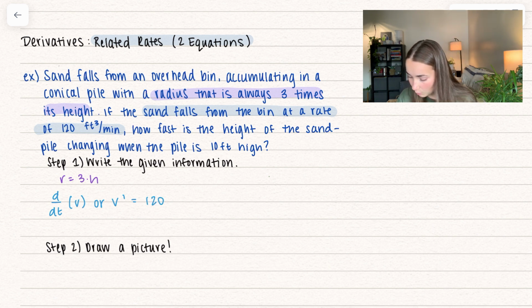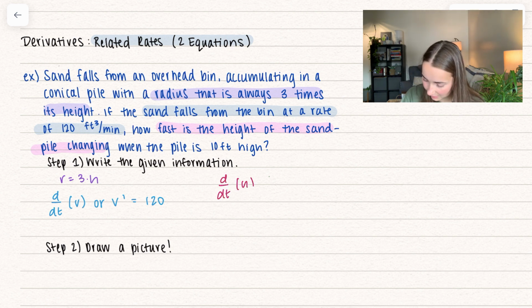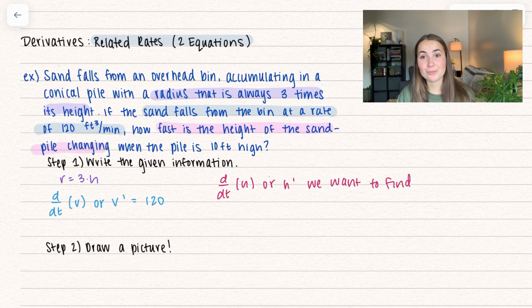And so what we are wanting to find is how fast the pile of the sand is changing. And so what that means is we want to find the derivative d/dt of h, or h prime, and this is what we want to find. We have one more small piece of information here, and that is when the pile is already 10 feet high. And so we get a value h is equal to 10.